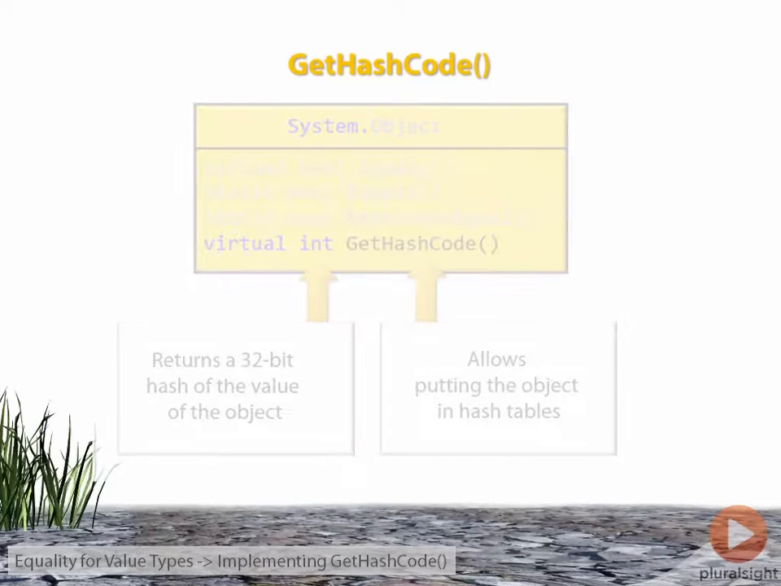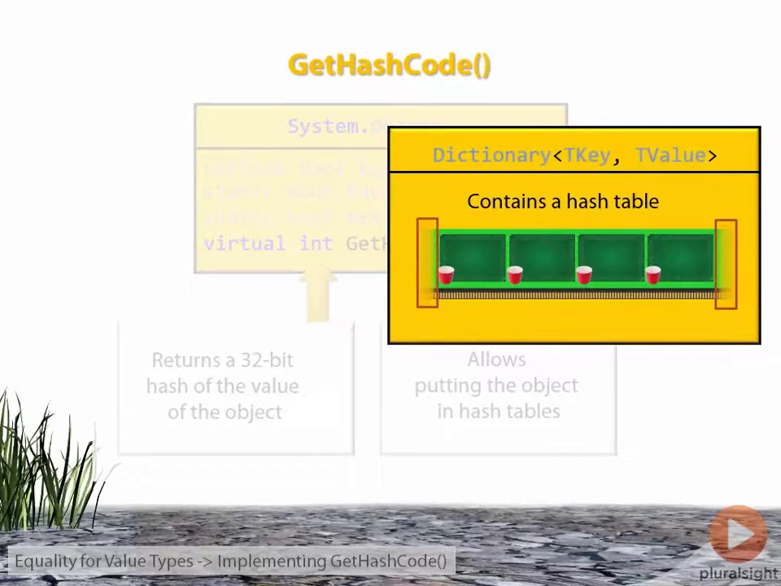You've probably used the collection Dictionary of TKey, TValue. Internally, Dictionary of TKey, TValue uses a hash table. It's arguably the most widely used type that does so, and it therefore depends on the GetHashCode method.